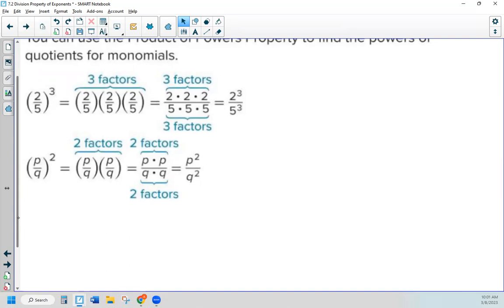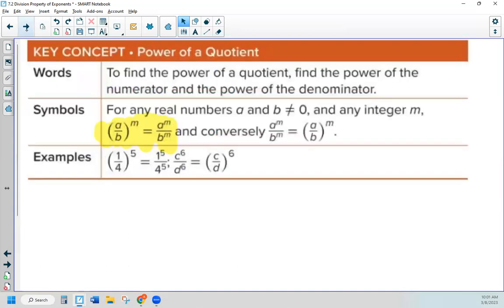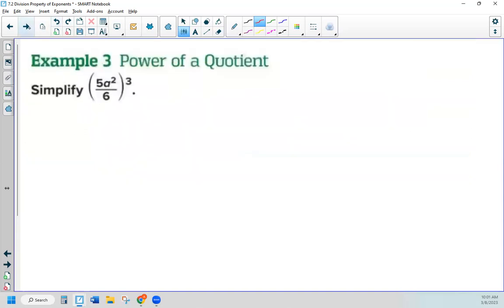Now please understand that you are distributing that power to every little thing that's inside of the parentheses. This right here is straight from the book. Just to give you a little reminder, it's called the power of a quotient. All you do is apply that exponent that's outside of the parentheses to everything that's inside of the parentheses. So they each get their own little exponent. Cool? They live happily ever after. And then simplify if you can simplify.